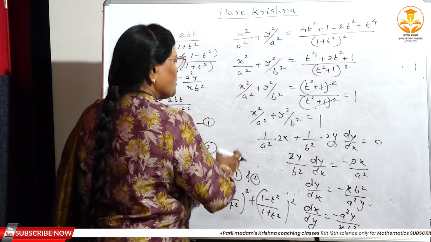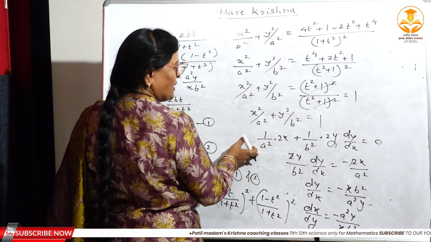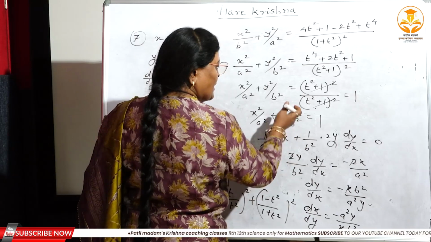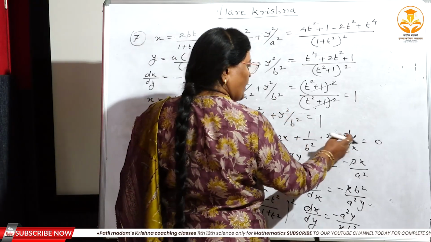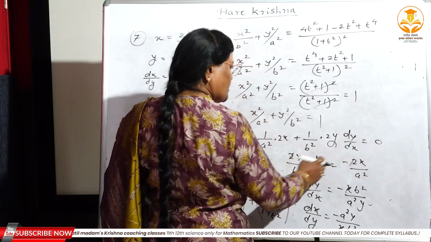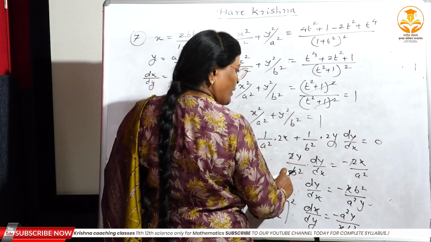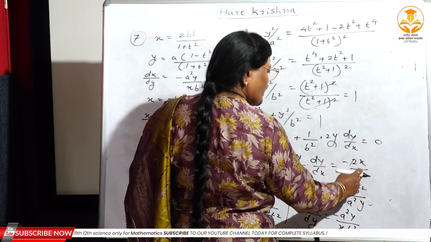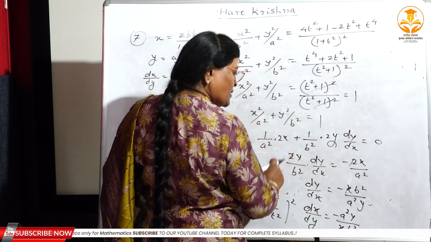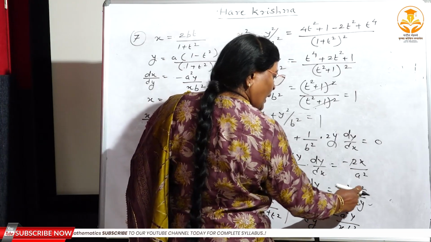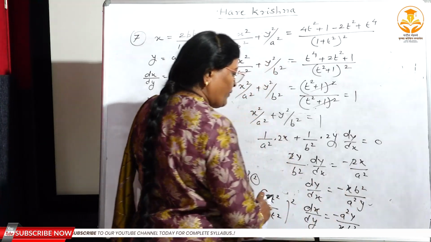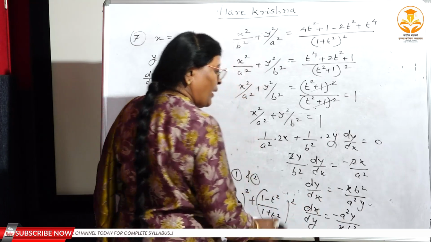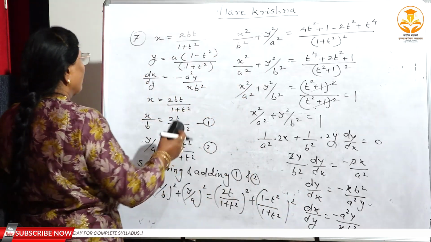This gets cancelled. So what is the derivative? 1/a² remains as it is. The derivative of x² is 2x. 1/b² remains as it is. The derivative of y² is 2y dy/dx. Now transfer this to that side. (2y/b²) dy/dx equals −2x/a². Again 2 gets cancelled. Here you have −x b²/(a²y), right? Therefore, dx/dy equals −a²y/(b²x). So this is the result.